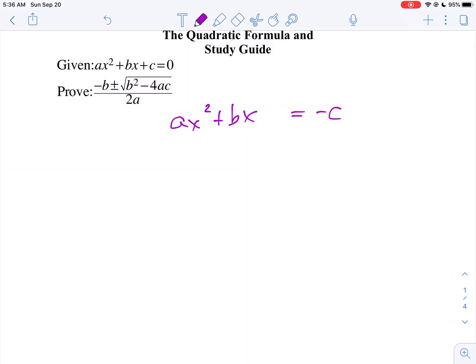Well, then I can't have a leading coefficient on the x squared, so I'm going to divide both sides by a. So we're going to get x squared plus b over a x equals negative c over a.